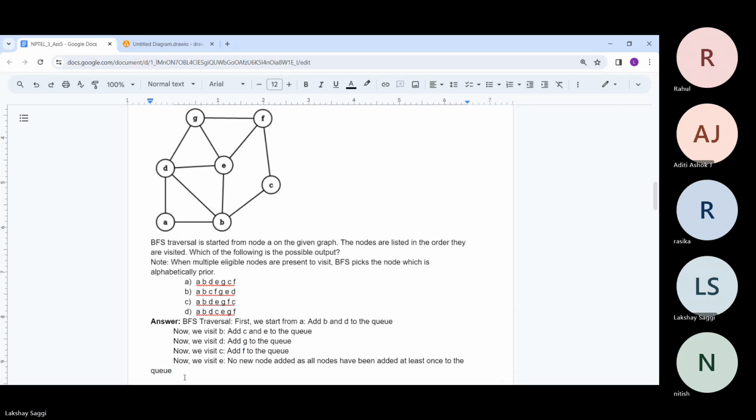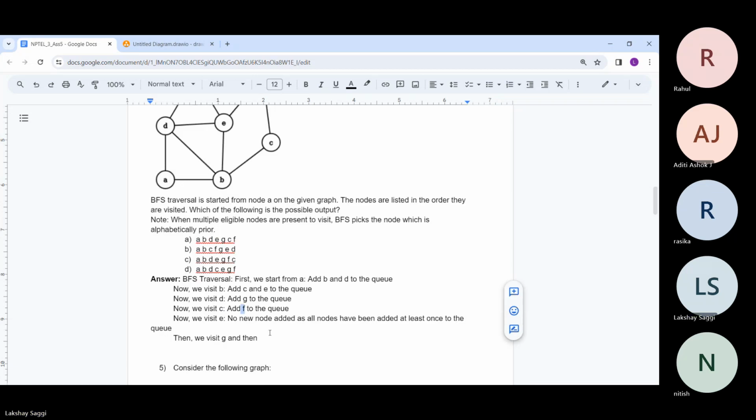So then we visit G, and then so after E we actually added only G, and then we added F. So we'll be visiting G first, and then we'll visit F. So we visit G and then F. So I hope this makes sense to everyone, that why are we doing it like this?